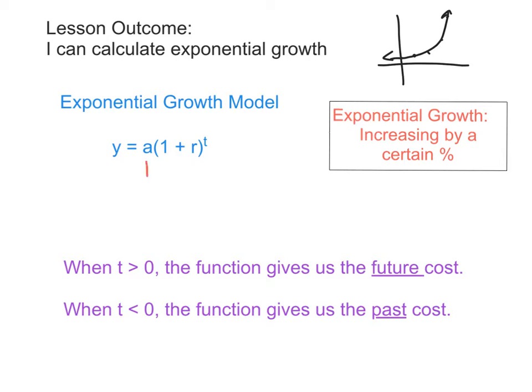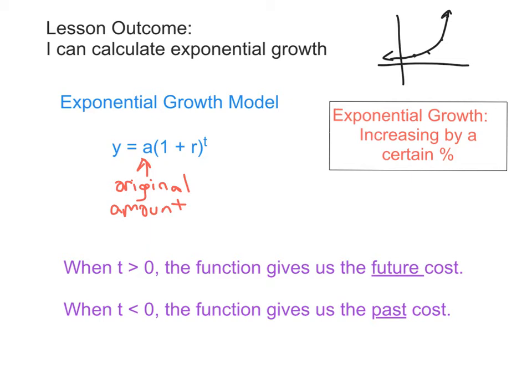We have to remember a few things about this. First of all, a represents the original amount of whatever it is that we're talking about. Original amount. That could mean money if we're growing money. It could mean cells if we're talking about a science lab and cells are growing. It could be whatever it is that is increasing.